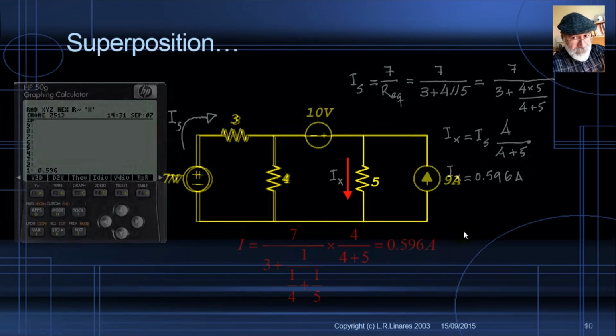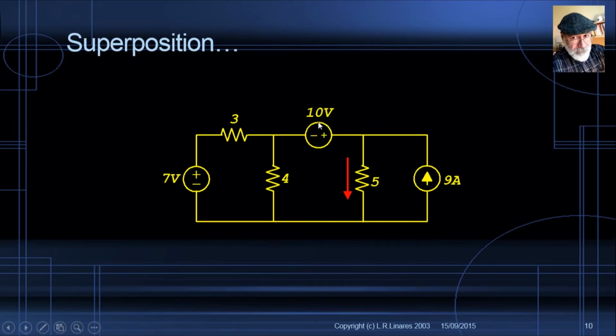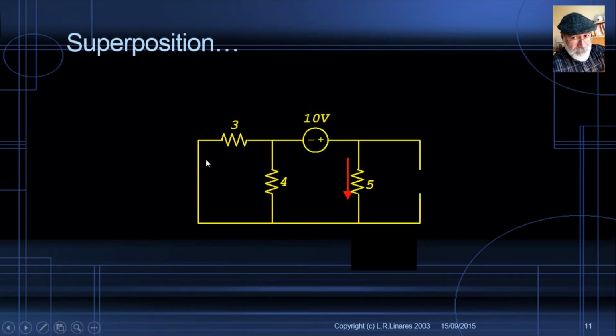Now let's do that for the 10 volt source at the top. We leave that up and we kill the 7 volt source, short circuit, and we kill the 9 amp source, open circuit, like so. Short circuit here, open circuit here, and we are to compute this current. Now that current is going to be the contribution to that total current from the 10 volt source on the top.